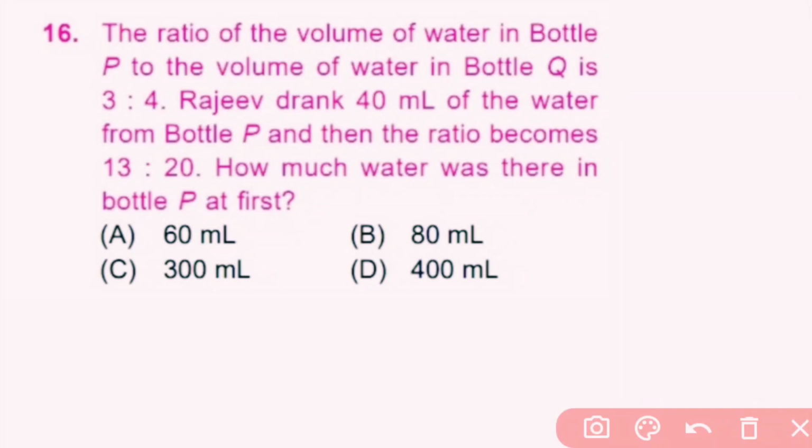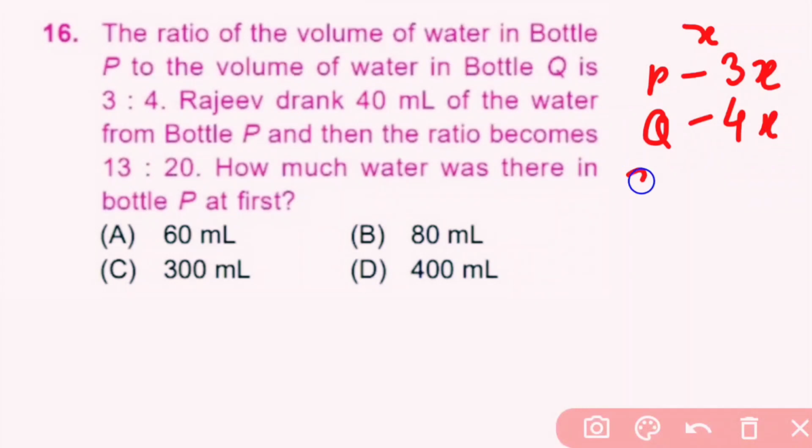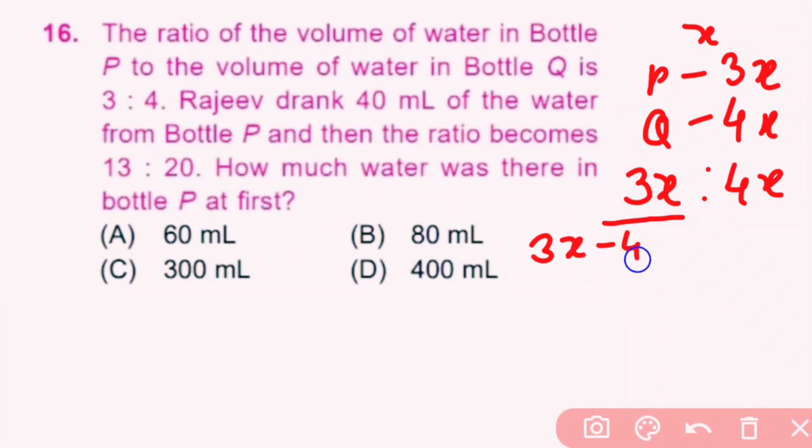Here we take the volume of water as x. Then the volume of water in bottle P is 3x and in bottle Q is 4x. Then the ratio will be 3x:4x. And Rajiv drank 40 ml water from bottle P. So it will be 3x minus 40:4x. And then this ratio becomes equal to 13:20.